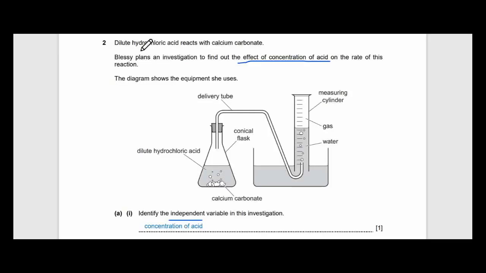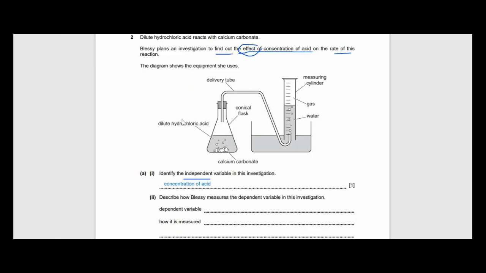So in this experiment, Desi only changed the concentration of acid as she wants to find out the effect of acid concentration on the rate of this reaction. That will be the independent variable. Next question.